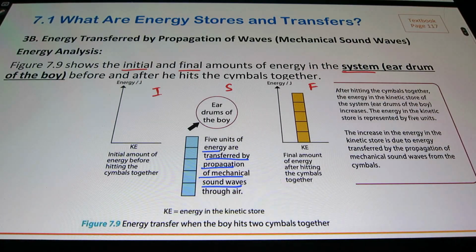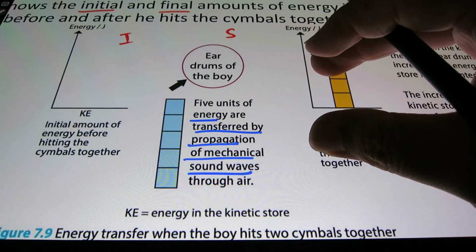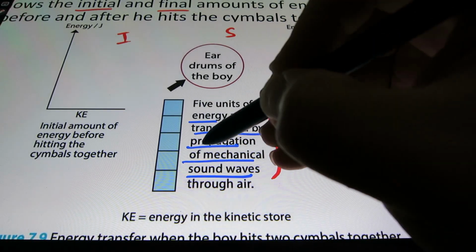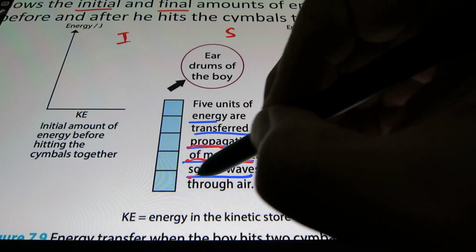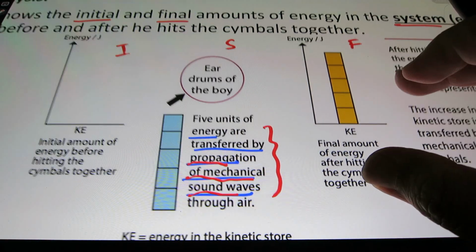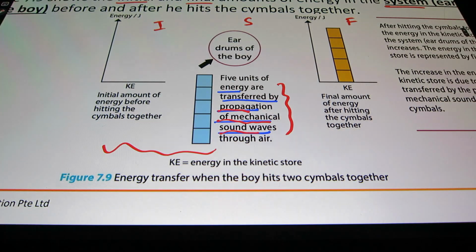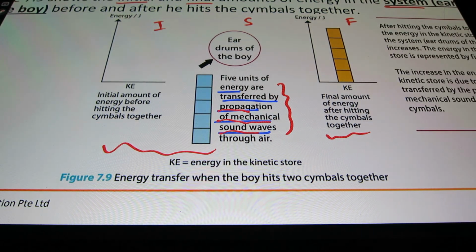This is how the analysis diagram will look. And of course, you must use the terms that we introduced. Energy is transferred via propagation of mechanical sound wave. All you need to ensure is that the sum of this energy here must be equal to this energy here at the end.